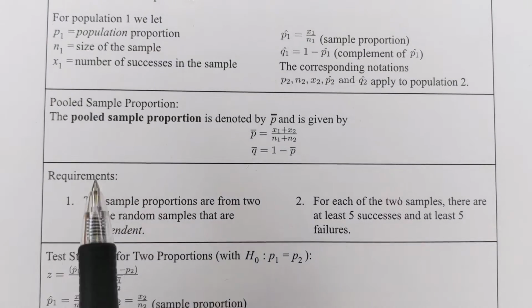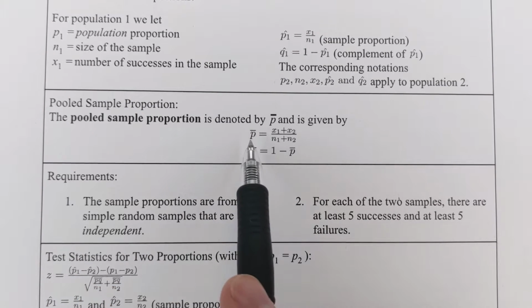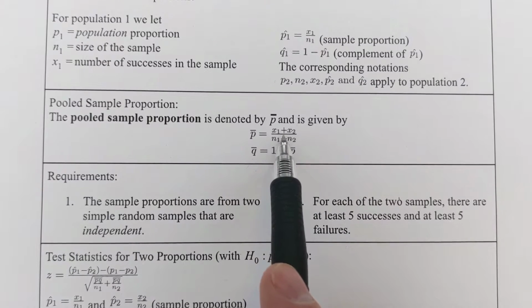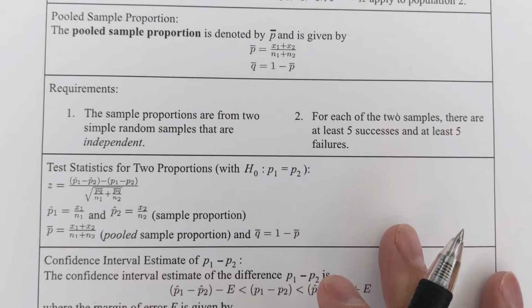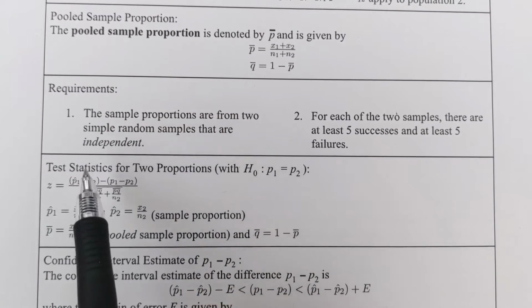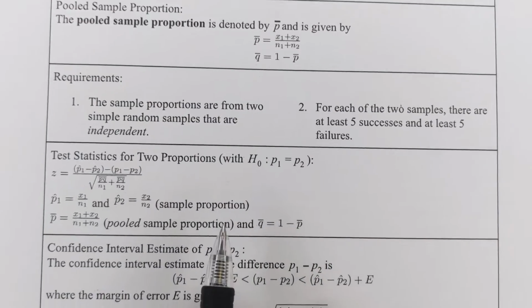We also have the pooled sample proportion, denoted by p bar, given by p bar equals x1 plus x2 over n1 plus n2. So the total number of successes divided by the total number in the samples. Our requirements are two simple random samples that are independent, meaning one group does not affect the other group, and at least 5 successes and 5 failures.